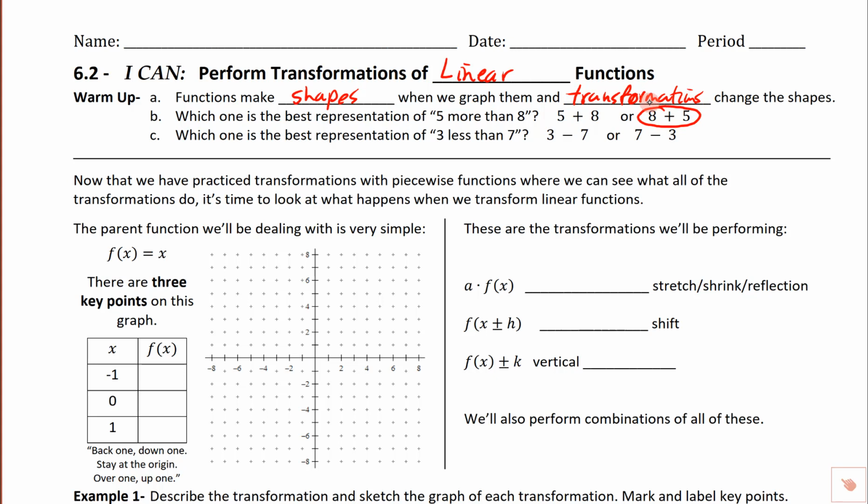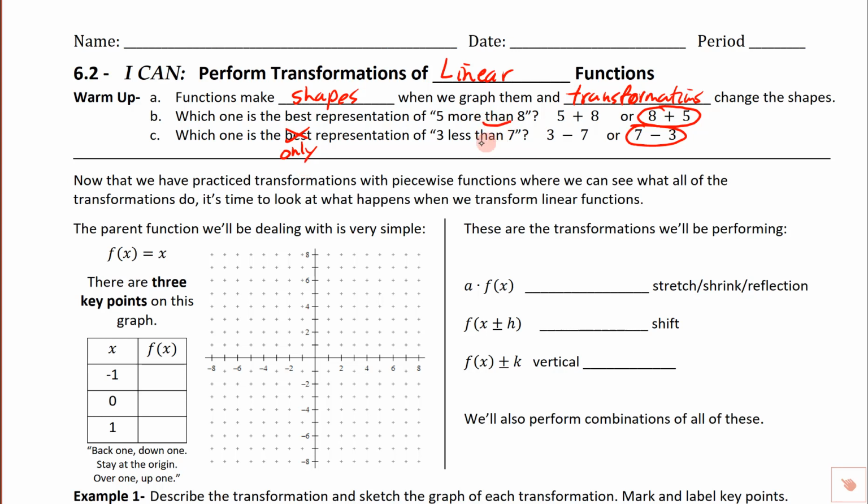And let me give you an example why. This is what they meant, and you can see that by doing this next problem. Which one is the best representation of 3 less than 7? Well, if you do 3 less than 7, you have to do 7 minus 3. It's got to be this one. In fact, not only is it the best, it's the only representation of 3 less than 7.